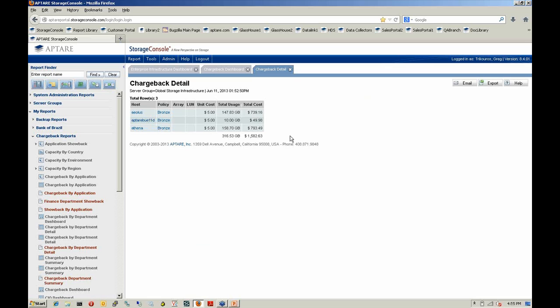Now this can be done for the data protection side as well. So in addition to just calculating the cost of capacity in your chargeback strategy, we can also take into account the volume of backup data for a particular application, the number of tapes that are used, and the retention periods. There are just a number of different considerations that we can incorporate into this.